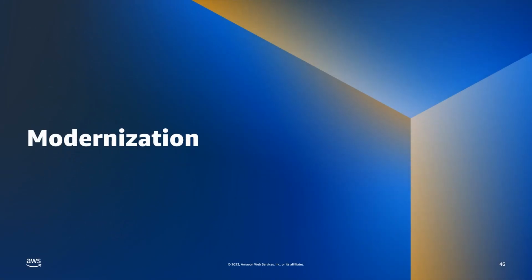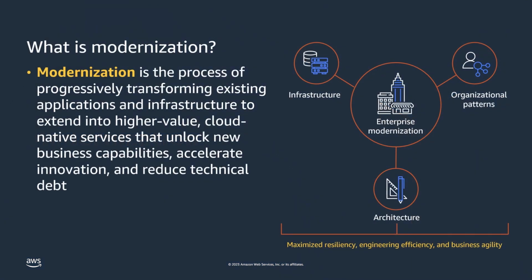Now let's talk about modernization. It's important to remind customers that they have a choice. Customers who are concerned about the high cost or complexity of using Microsoft software on AWS should be encouraged to consider transforming their existing applications and infrastructure into higher value cloud native services such as Amazon Aurora that unlock new business capabilities, accelerate innovation, and reduce technical debt. These alternatives will help customers evolve their business and leave behind the restrictive license terms and vendor lock-in they face when using Microsoft and other old guard software technologies.